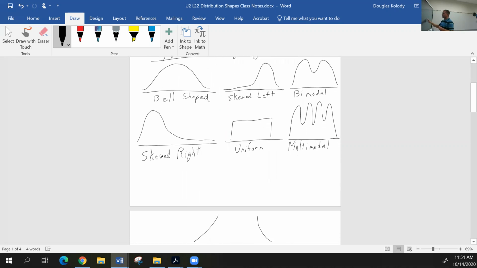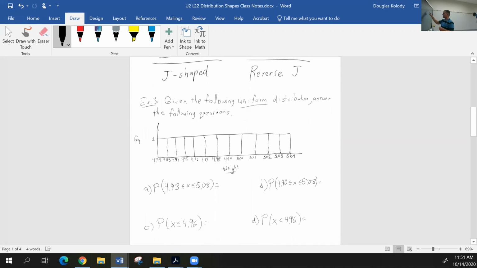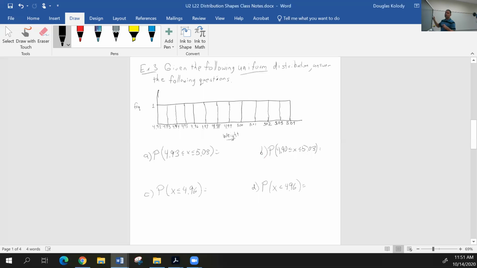Actually, the second part. The first part deals with a question like example 3. This is the one question we did not do. Warning, there will be a test question like this. It is probably algebraically the easiest question on the test, yet a lot of people miss it. You know why? Because they tend to overthink it. First, it says, given the following uniform distribution, and this works only for uniform distributions, answer the following questions.